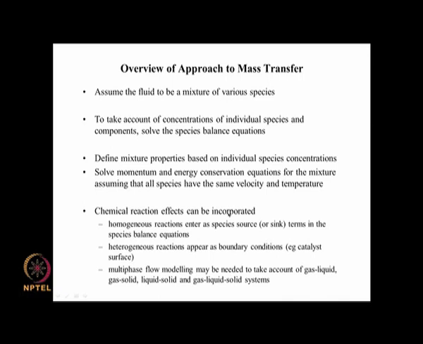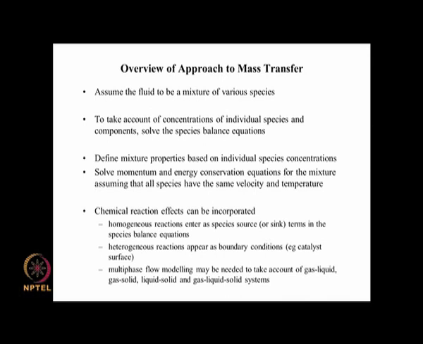summarized in this slide. We assume the fluid to be a mixture of various species, and we take account of the concentration of individual species and components. For this we solve a species balance equation, and we define mixture properties based on individual species concentrations, and we solve the momentum and energy conservation equations for the mixture rather than for the individual species. If we do that, then we have too many variables and it is not worth all the trouble.